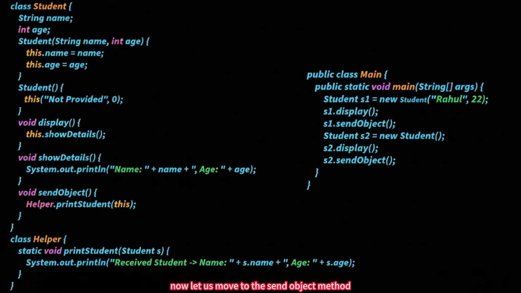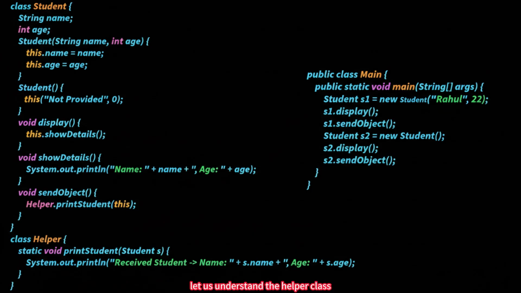Now let us move to the sendObject method. Inside this method, we are calling helper.printStudent(this). Here, we are passing the current object itself as an argument. This means the student object is sending its own reference to another method. This is useful when one object needs to share its data with another class. Again, this clearly represents the current student object.